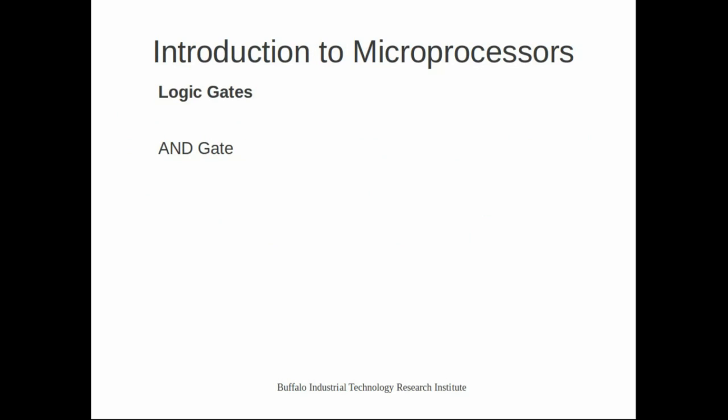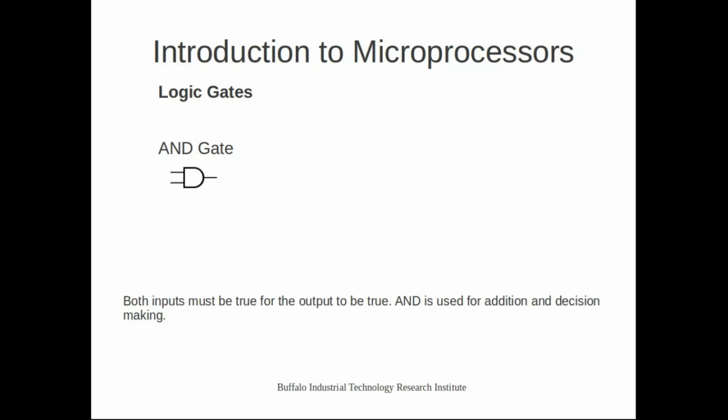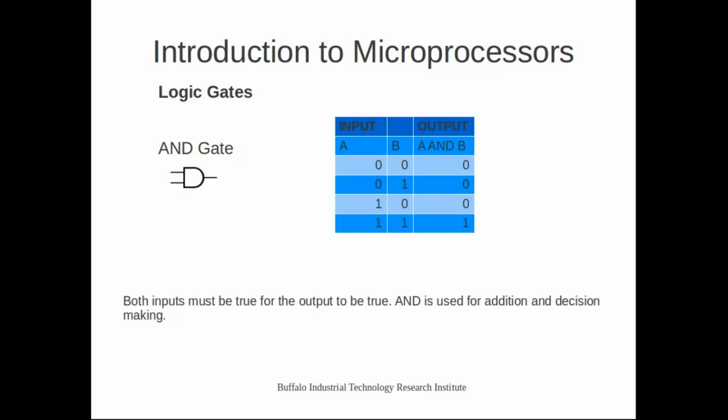There are three basic logic gates from which all other gates can be done. They are AND, OR and NOT gates. An AND gate is represented like this pictorially. Both inputs must be true for an output to be true. AND gate is used in addition and decision making. The truth table for AND gate looks like this. Both inputs must be true for the output to be true. In all other cases, the output is 0 or false.